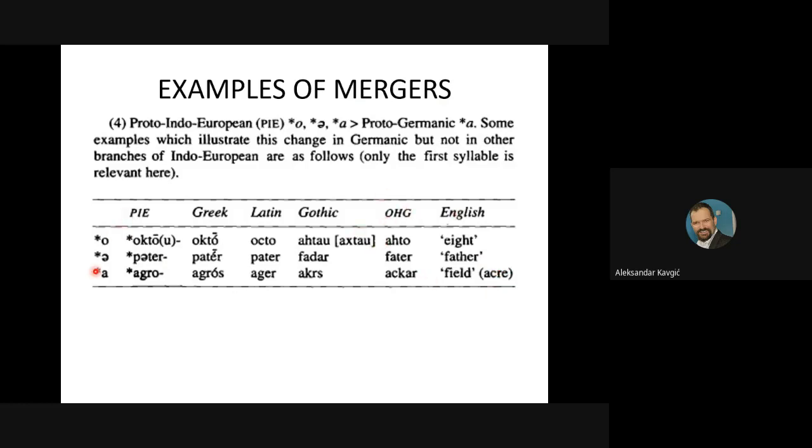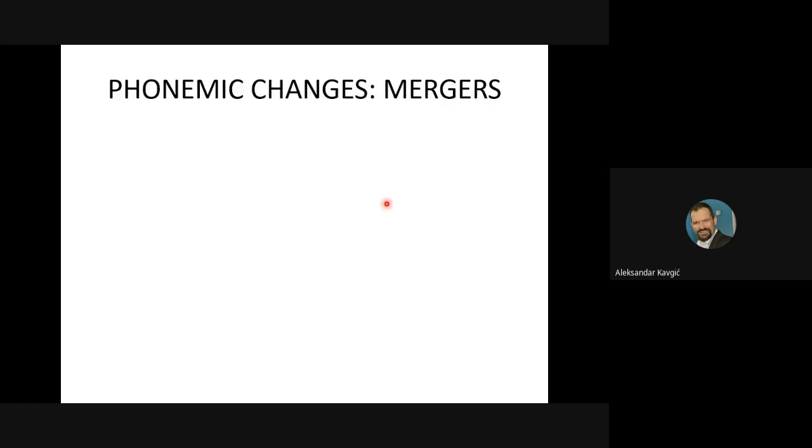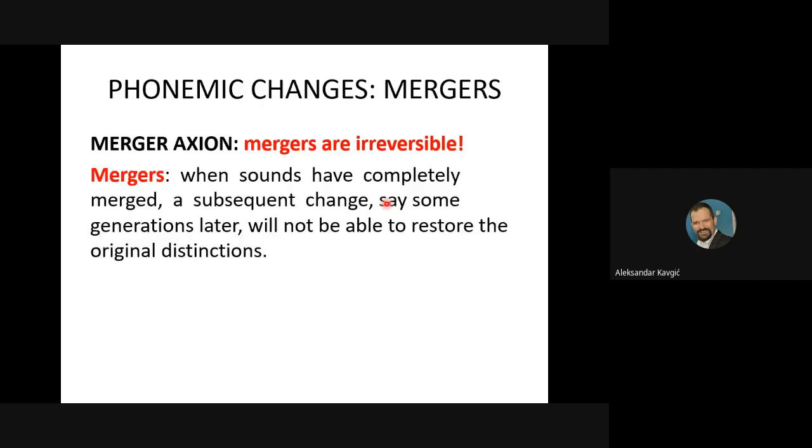So out of O, E, and A, you constantly get A. So that's a very good example of merger. It doesn't have to be two sounds becoming one. Proto-Germanic shows you that you can have three sounds become one. So those are mergers. And what is important about mergers is that they are irreversible. When sounds have completely merged, subsequent changes, maybe generations later, will not be able to restore them.